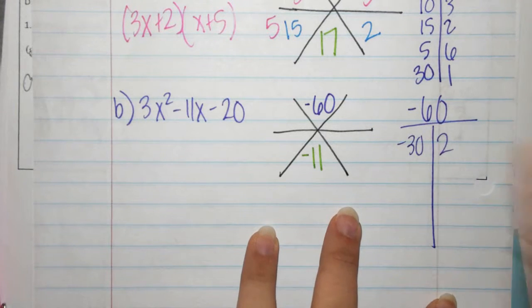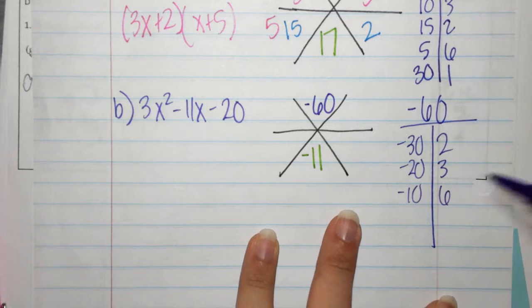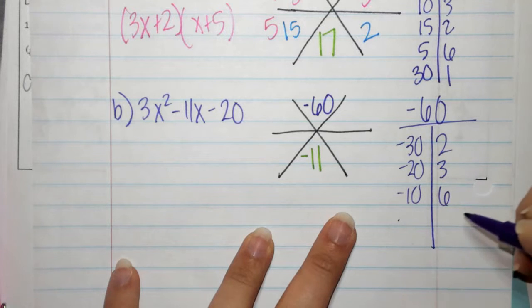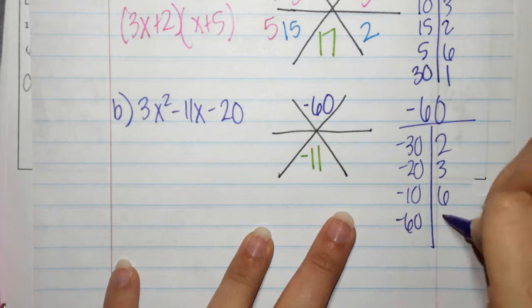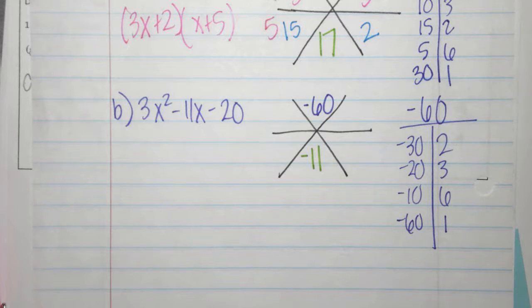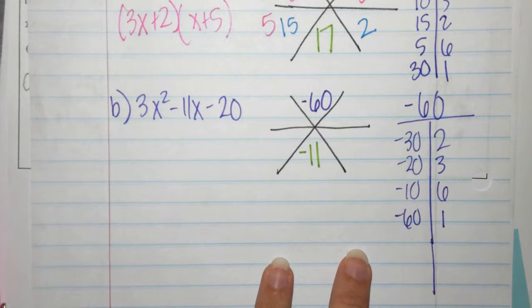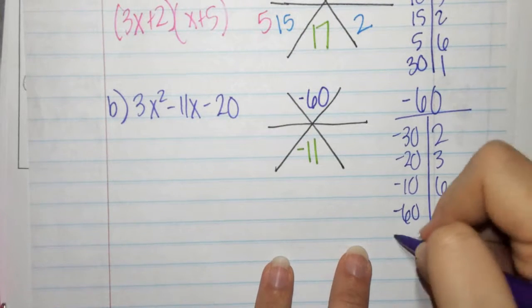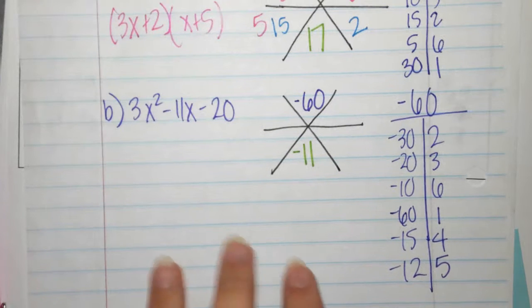Negative 30 and 2. Negative 20 and 3. Negative 10 and 6. Negative what? I'm sorry? Negative 60 and 1. Any that we're missing? 5 and 6 give us 60. What'd you say over there? Negative 15 and 4. Negative 12 and 5. Awesome.